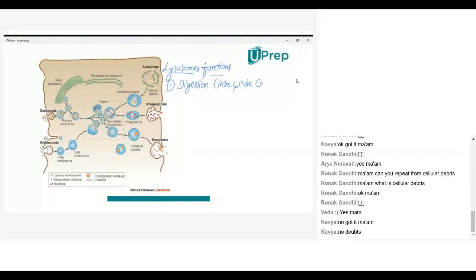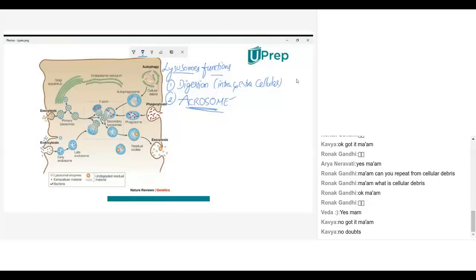Then when you take the second function of lysosomes, the next function of lysosomes is something quite interesting. Here we'll use a word, acrosome. First I'll explain this term. Then we'll discuss why we are studying this word here in lysosome function.